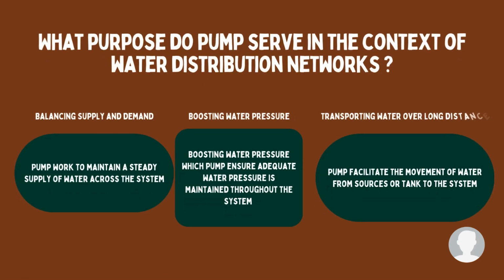What purpose do pumps serve in the context of water distribution networks? It consists of three. First, balancing supply and demand: pumps work to maintain a steady supply of water across the system. Secondly, boosting water pressure: pumps ensure adequate water pressure is maintained throughout the system. And lastly, transporting water over long distance: pumps facilitate the movement of water from sources or tanks to the system.